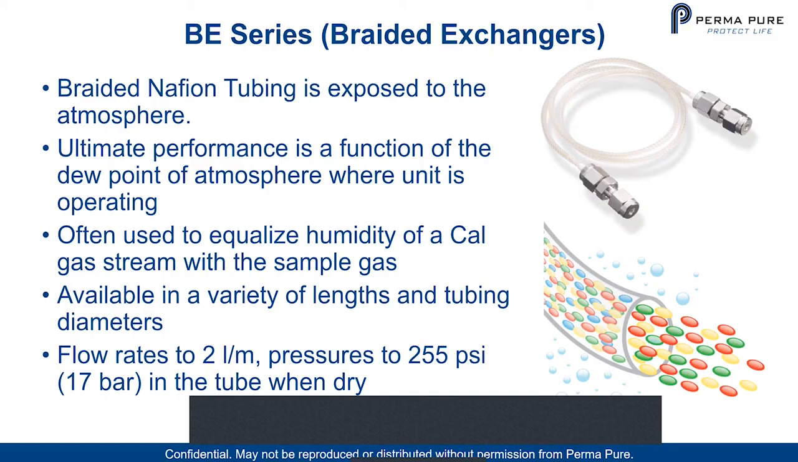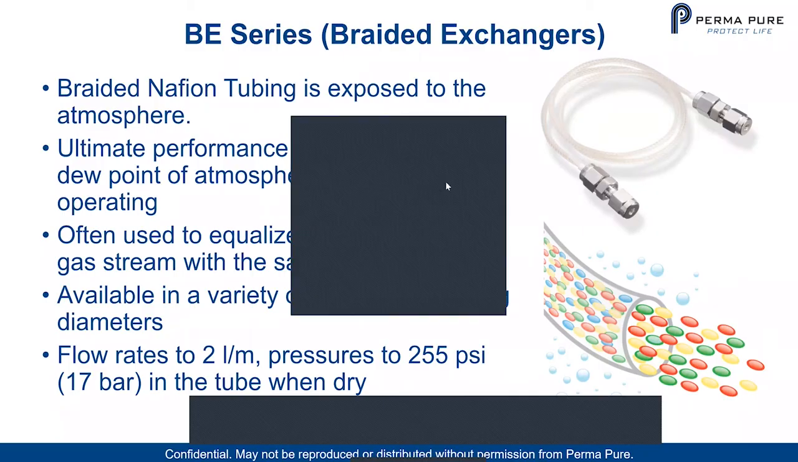So what this allows us to do is expose the Nafion to the atmosphere. When we're humidifying with the atmosphere, the ultimate performance is a function of the dew point of the atmosphere where the unit is operating. That means the amount of humidity that you can get into the tubing and to the sample is going to be based upon the amount of humidity in the atmospheric air. Now, if you remember those graphs that I showed you about how the dew point changes throughout the year, this is important to understand, because when you do this, you will have a variable result as the amount of moisture in the air changes. So this is often used to equalize humidity of a gas stream with the sample gas.